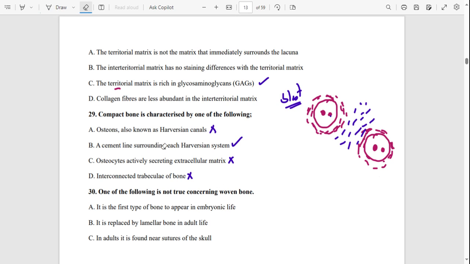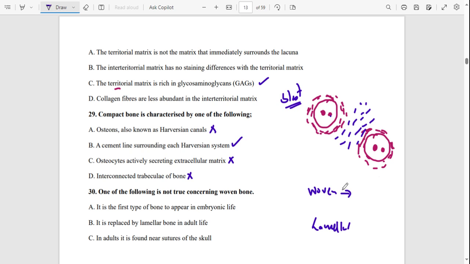One of the following is not true concerning woven bone. Now, just like we have compact bone and spongy bone, we also have woven bone and lamellar bone. When you're talking about woven bone, this is the bone that is going to produce osteoid in case, let's say, a bone has broken. So woven bone is the bone that will produce osteoid.